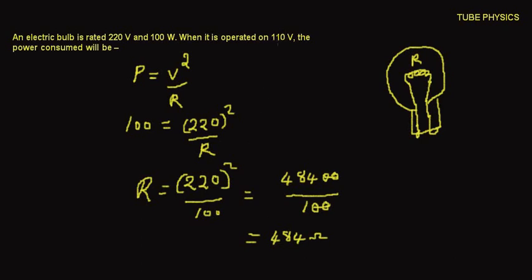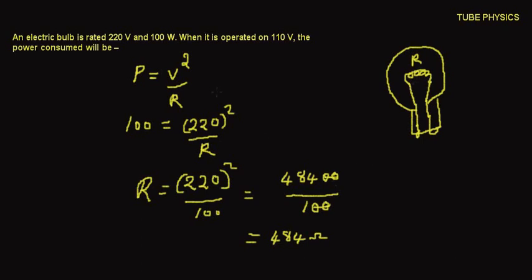This resistance will not change if we are operating that on 110 volt. Whether we operate that on a 220 volt line or a 110 volt line, the filament resistance will not change. We know that the resistance of a bulb may change because of temperature or change in the material, or the length or area of cross section, otherwise it will remain constant.